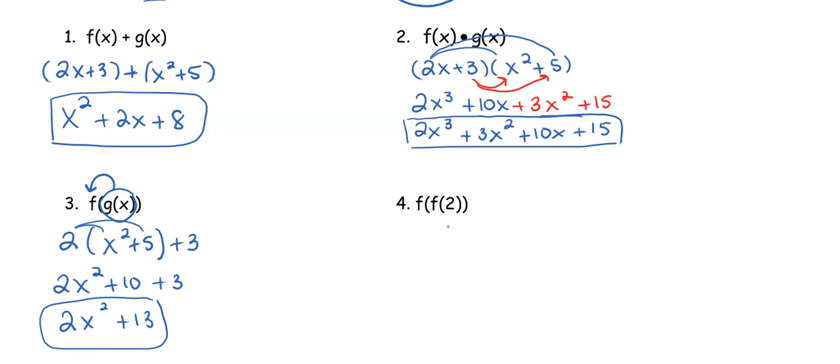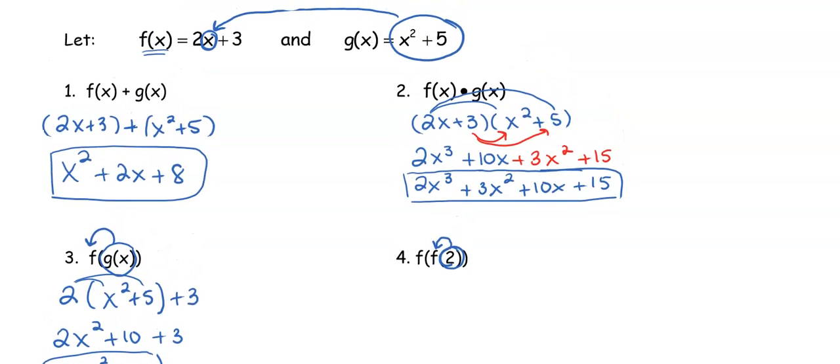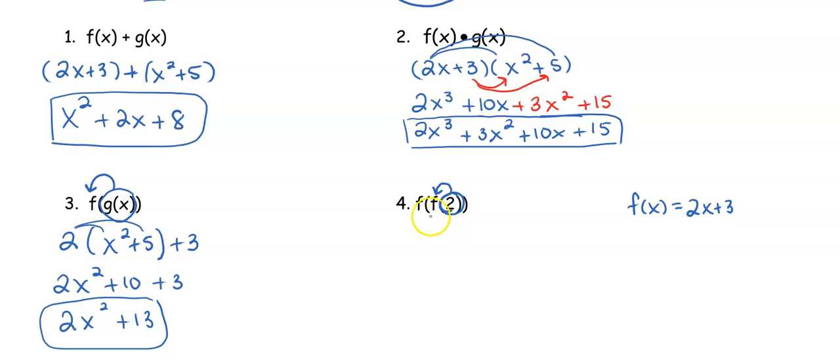So number 4, we have f of 2. Notice how we no longer have an x. This is saying plug 2 into the f equation. So I'm just going to write this down here. So we have f of x is equal to 2x plus 3. So I'm going to evaluate f of 2. F of 2 is where we plug a 2 in for x. So that gives us 4 plus 3. So we just found that f of 2 is equal to 7. Awesome. So f of 2 is 7.